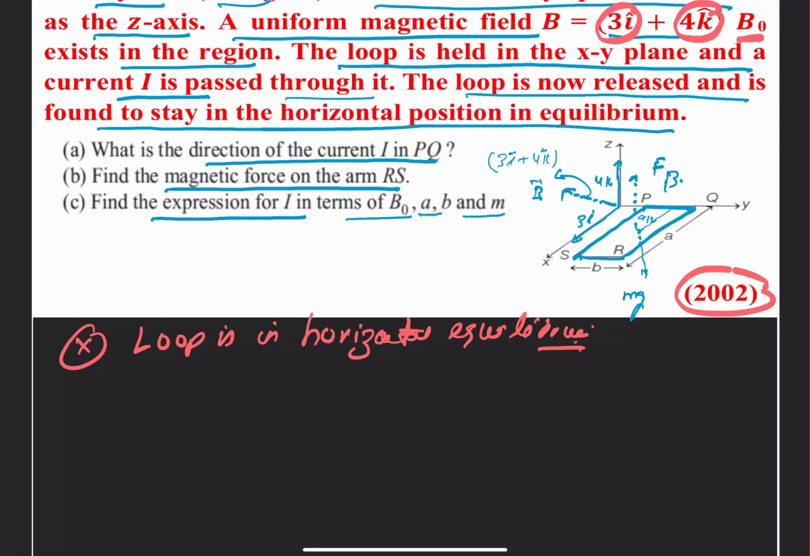In the first part, we are supposed to find out the direction of the current in PQ. The direction of current will be such that this entire loop remains in equilibrium. So for the sake of convenience, let us suppose the current flows from P to Q and the value of the current is given as I.